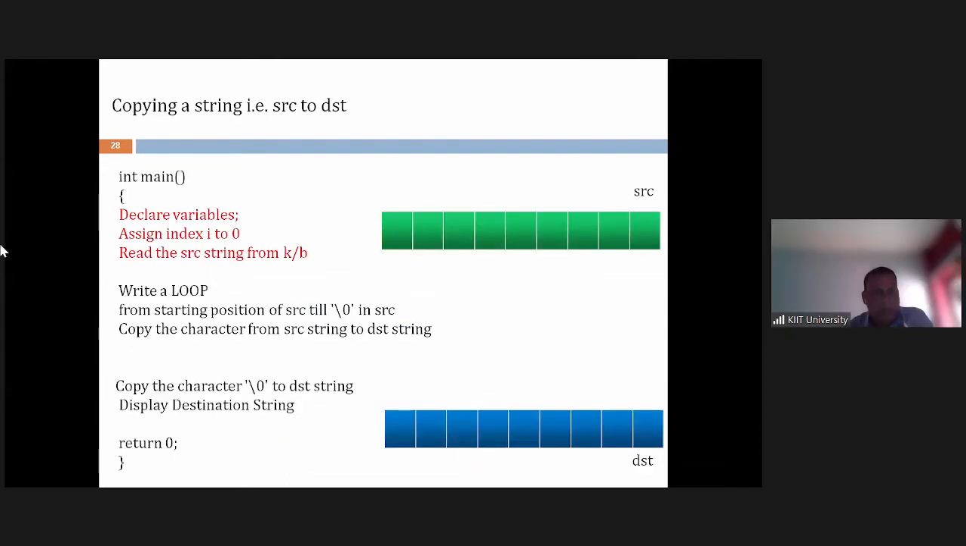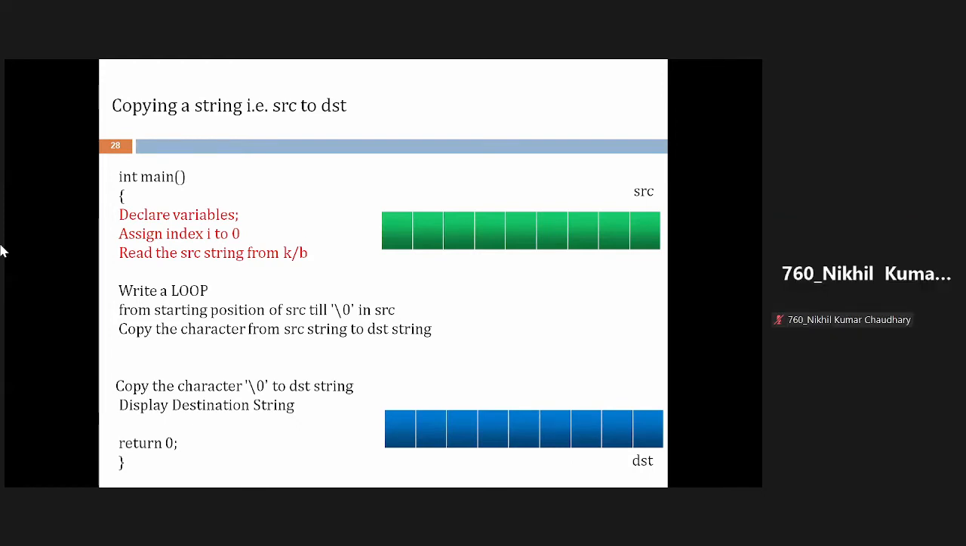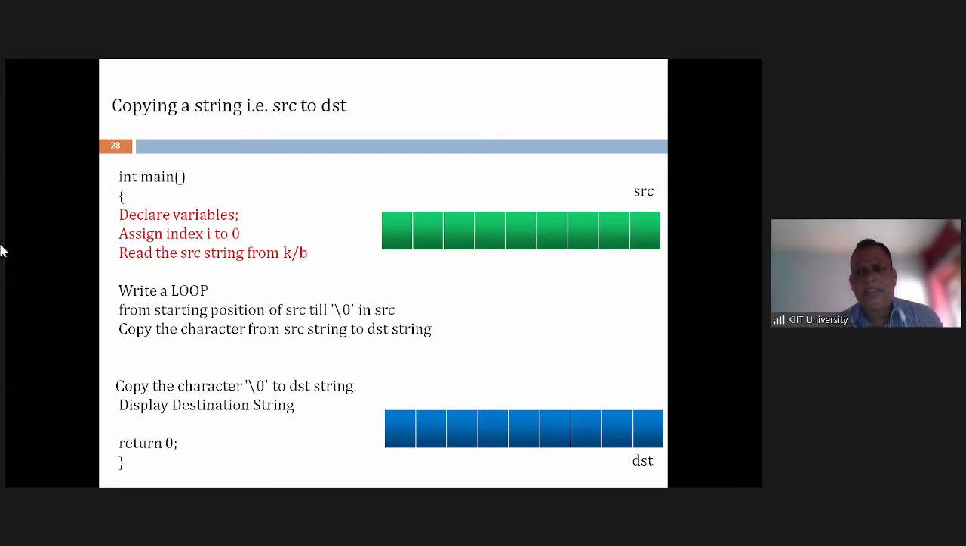First problem. Copying a string from one array to another array. We have a source array. I would like to copy the contents of the array to a destination array. Is the problem understood? Yes, sir. So we have an array consisting of some characters, say in the source array, and we will copy to the destination array. How could I do this?